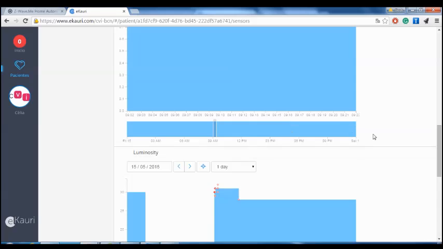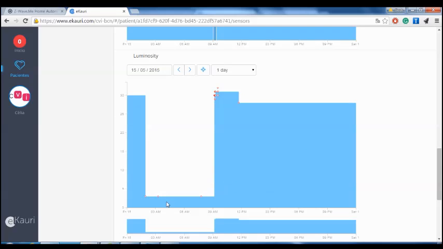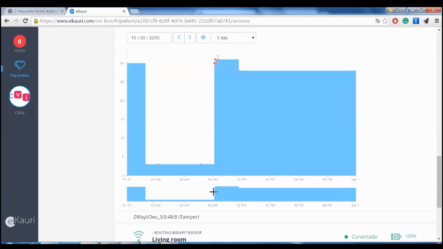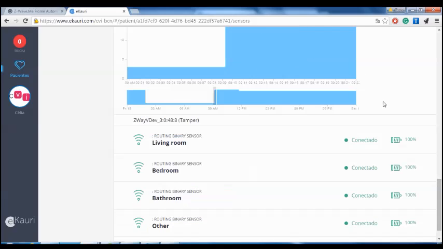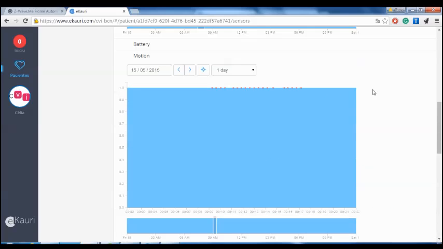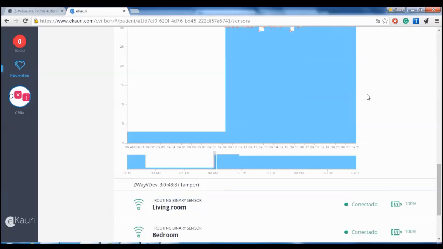This happened in the morning. And then luminosity. Well, as you can see, during the night, from 1 to 9 in the morning, there is little luminosity in the kitchen, very low. So this is as expected, because the person was sleeping in the night, so the lights are off. And here you can see some more specific information. So that is the temperature, the motion, and the luminosity.